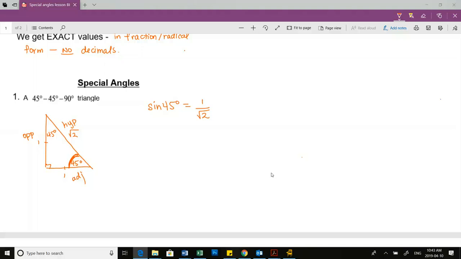0.7. Okay, now I want you to tell me what is 1 divided by root 2. Put that into your calculator. Right, same thing, right? So what this is basically telling me is that this value is stored inside my calculator, the sine of 45, but this triangle just allows us to keep it in exact values.